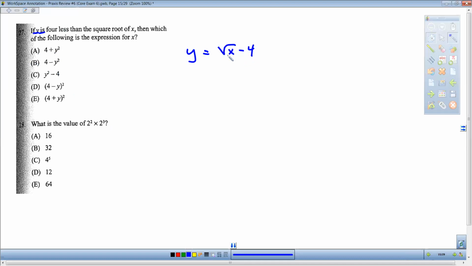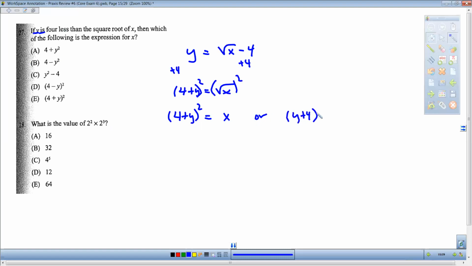So I want to solve for the square root of X, so I'm going to add 4. So I'm going to get 4 plus Y, or Y plus 4, either way, is equal to the square root of X. Well, I need to do the inverse of the radical, which is the square root, so I want to square both sides. Squaring would be the inverse of the square root. So X is equal to Y plus 4 quantity squared, or if you had written Y plus 4 quantity squared equals X, these are the same, and E is your answer.